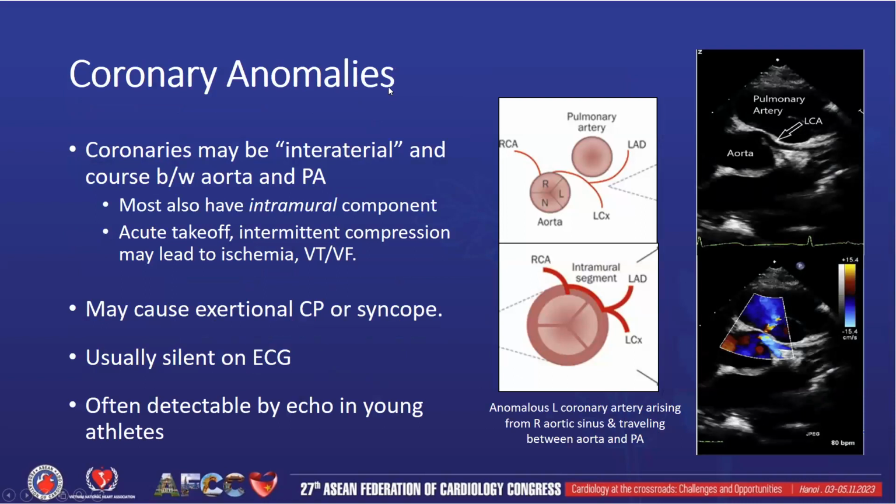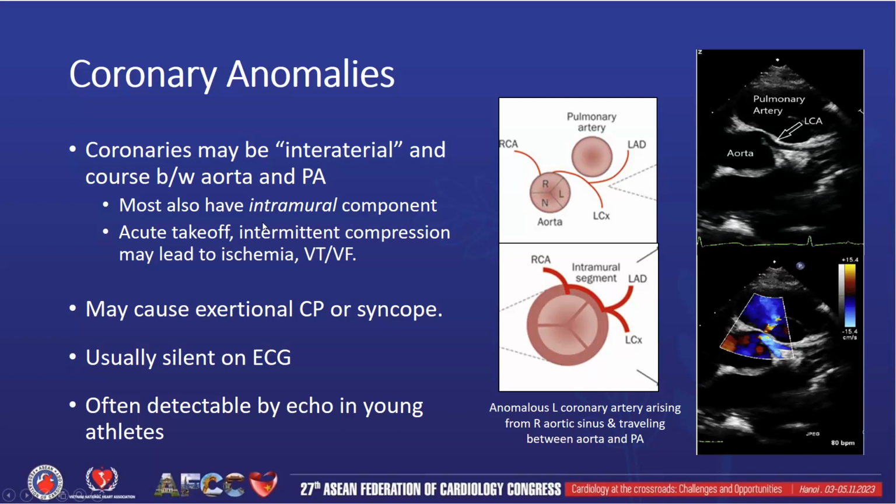And finally, although this is not in the gray zone, because coronary anomalies are one of the most common causes of sudden cardiac death, I think it's important to remind people that when we're evaluating athletes, it's important to also take a look at their coronary anatomy and make sure that the coronary ostia are in the right location. In particular, the coronary arteries that are interarterial and course between the pulmonary artery and the aorta are the ones that can lead into trouble.